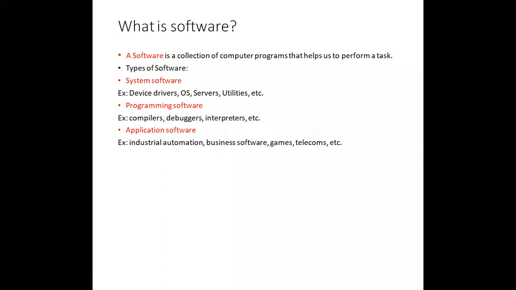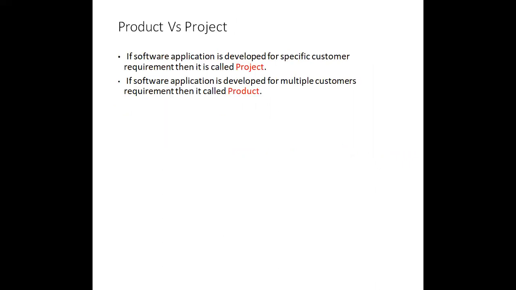So generally, what is software? Software is nothing but a collection of instructions given by a human to the computer, which will perform the tasks. Generally we have three types of software: system software, programming software, and application software. And the next one is, what is the difference between project and product?